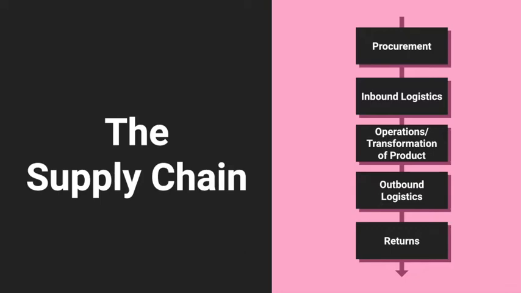Here are its parts. You start with procurement or the buying of raw materials, then inbound logistics to get it to the warehouse or factory, including the storage of these raw materials. And in operations, the raw material is transformed into a product of more value. Then outbound logistics is getting the transformed products to stores and retailers and to the consumer. Then last, you handle the returns of your consumers.